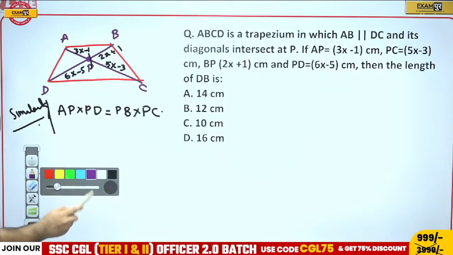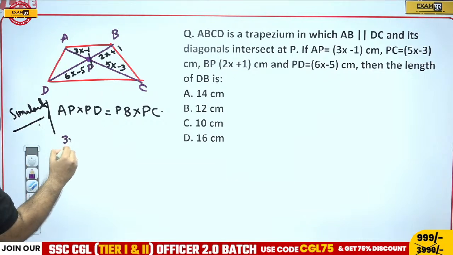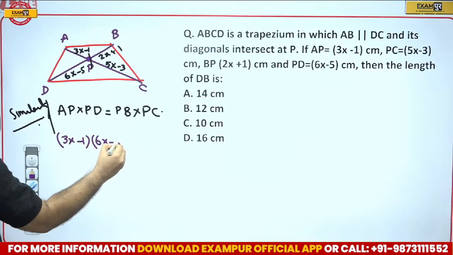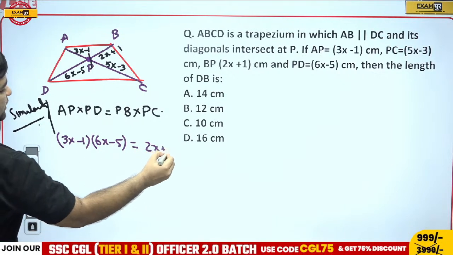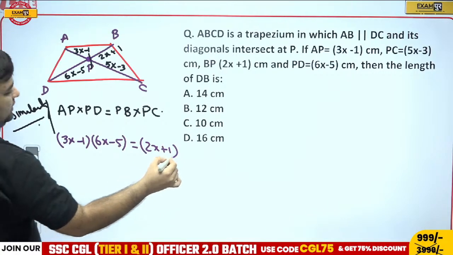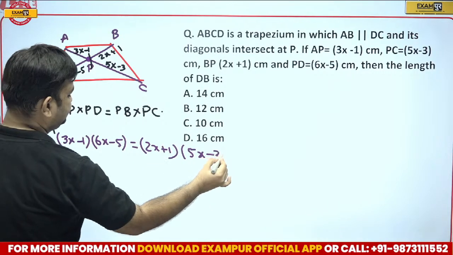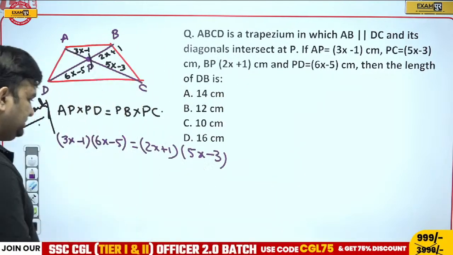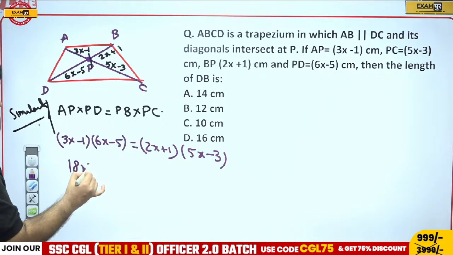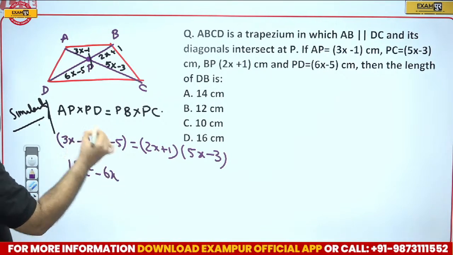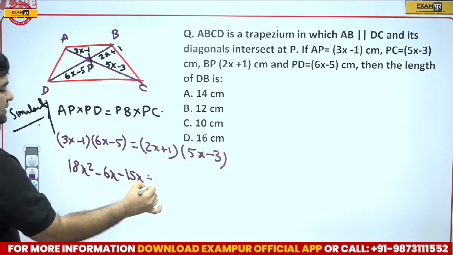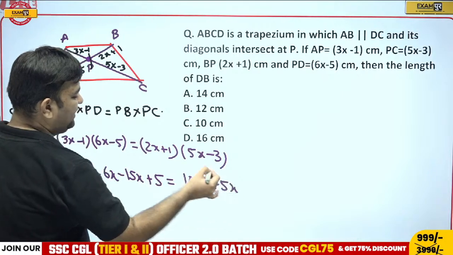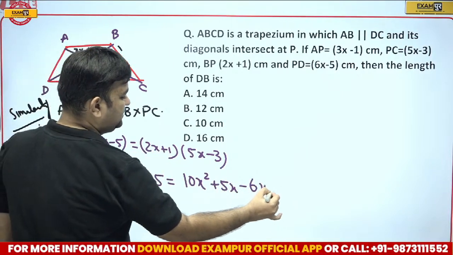Now apply it. What is AP? 3x minus 1. What is PD? 6x minus 5. What is PB? 2x plus 1. What is PC? 5x minus 3. You have to open it, 100% you have to open it. 18x square minus 6x minus 15x plus 5 is equal to 10x square plus 5x minus 6x minus 3.